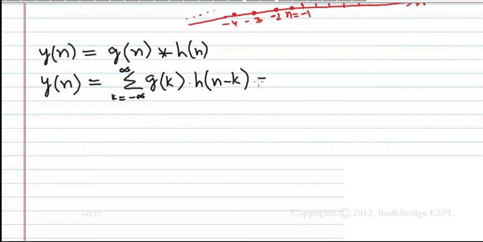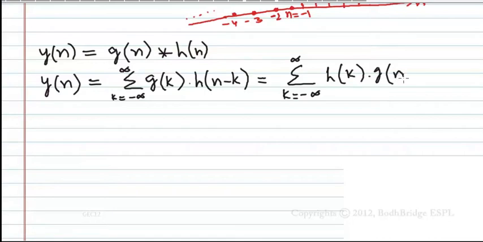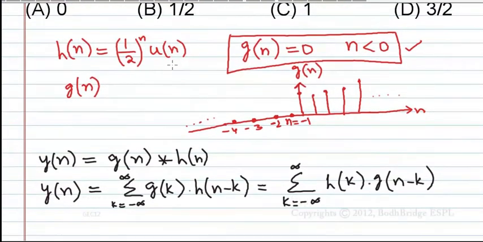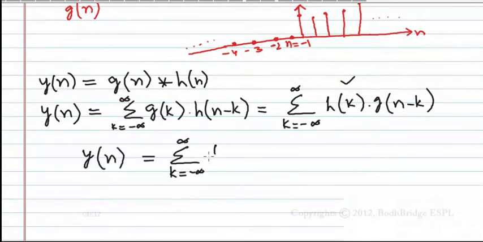Or this can be written as k equal to minus infinity to infinity, where g and h can be interchanged: h of k and g of n minus k. Anyway, we can write that, which is useful for us, that definition we will use. Here h of n is (1/2)^n u of n. Therefore, I will take this definition. I can write h of k directly from here: (1/2)^k u of k. H of k is how much? (1/2)^k and u of k. And this is g of n minus k.